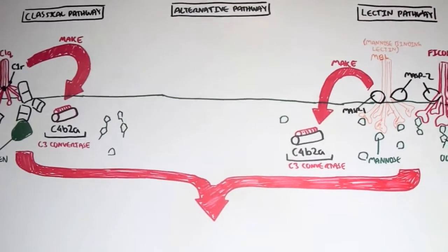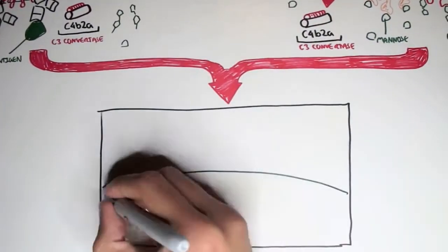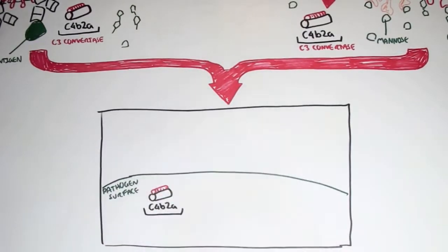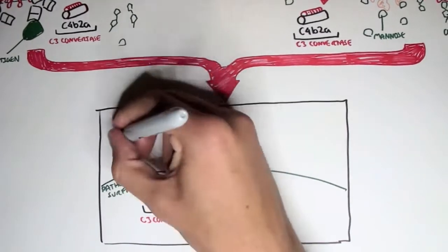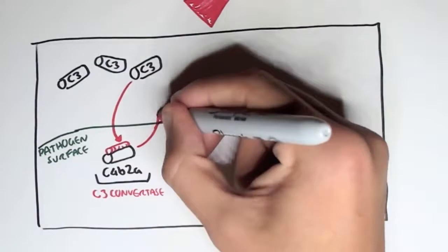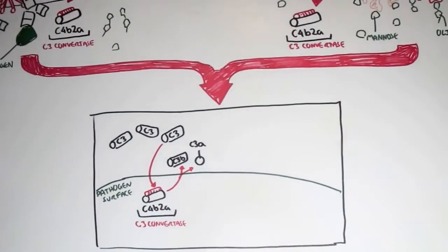So now the question is, what does the C4b2a complex do, this C3 convertase? Well, the C3 convertase is on the surface of the pathogen, and what it essentially does is that it activates the C3 protein. So the C4b2a complex splits the C3 to form C3b and C3a.